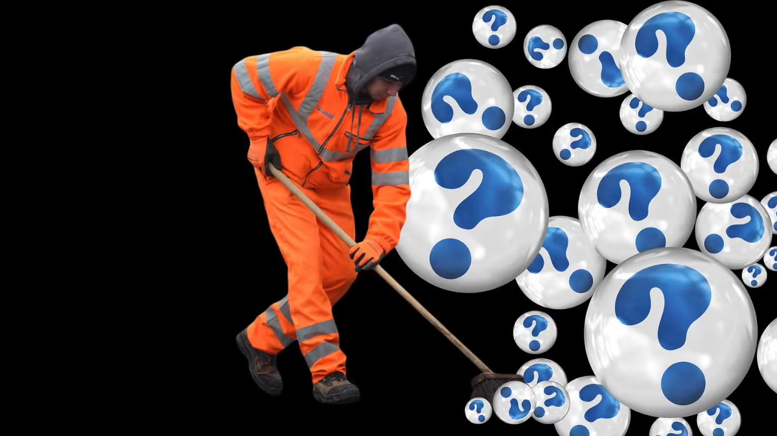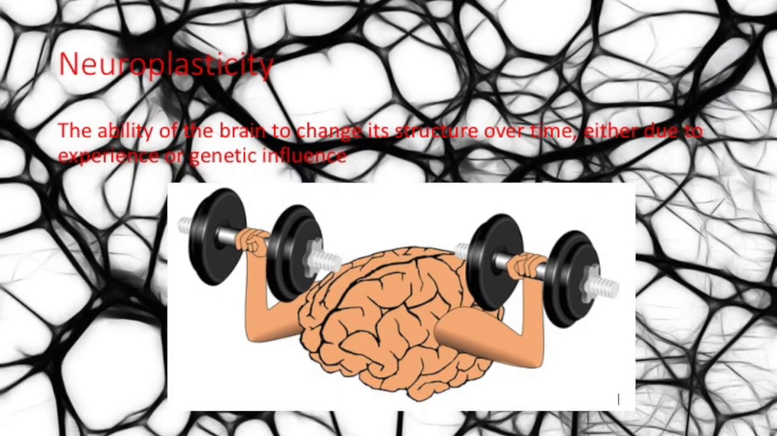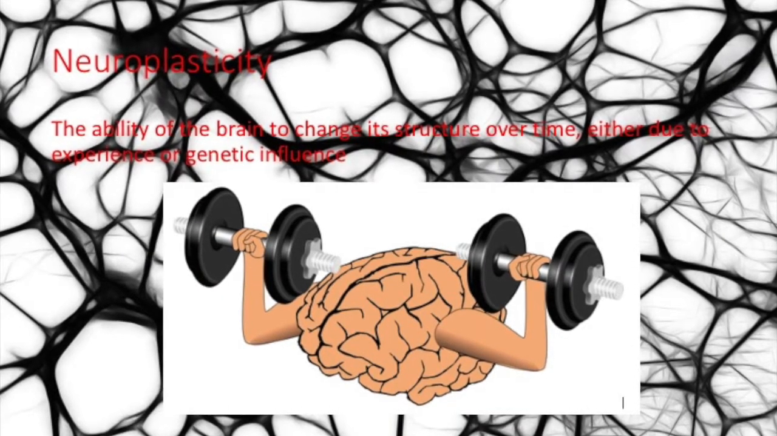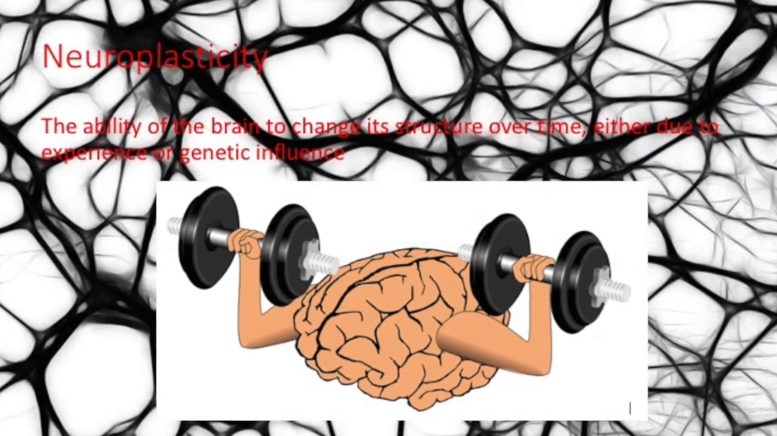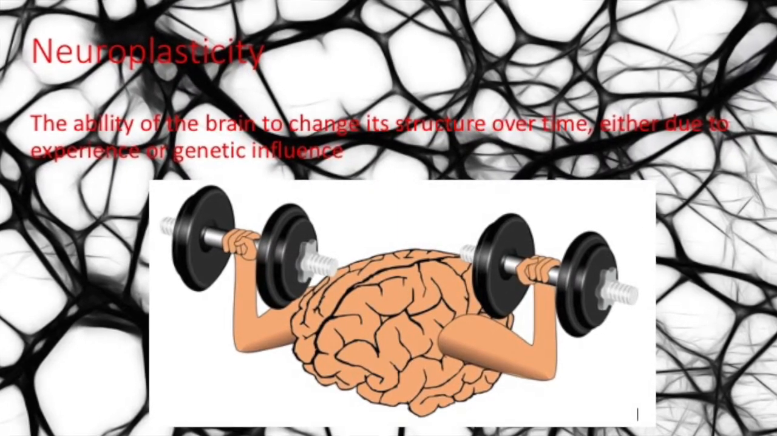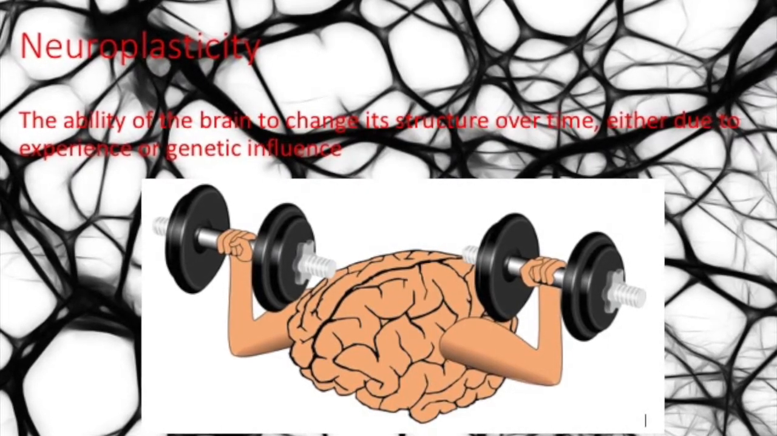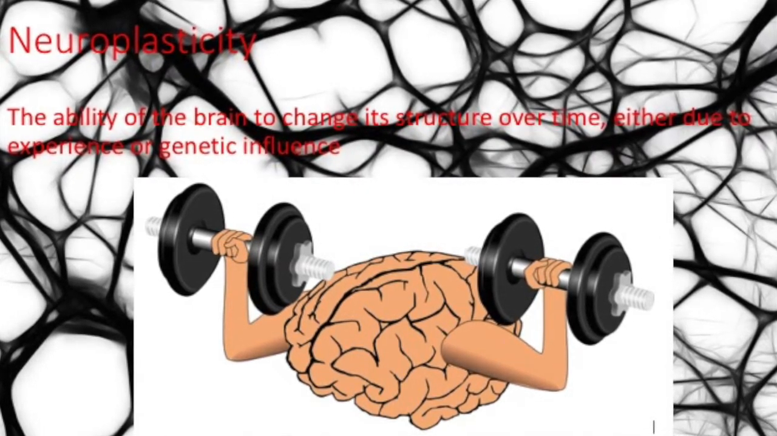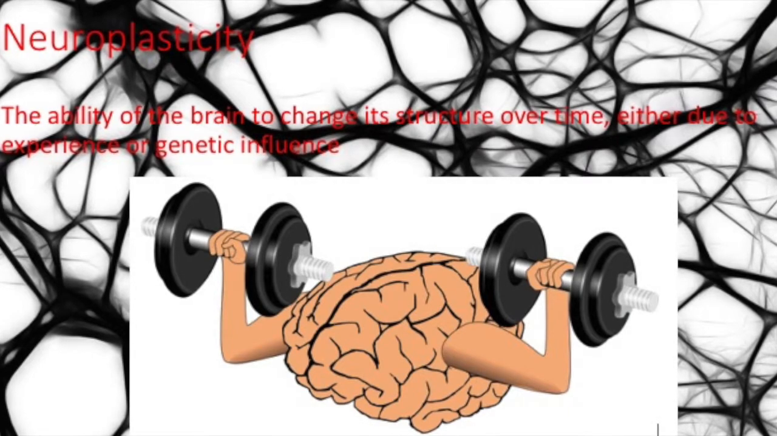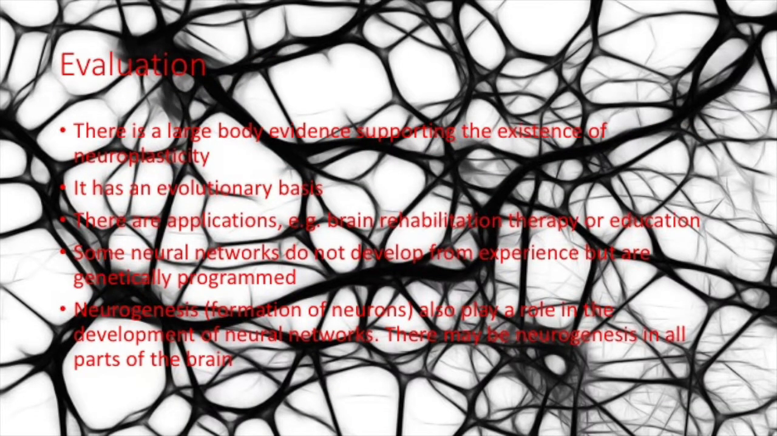The general term for the making and breaking of neural networks through neural pruning is called neuroplasticity. Neuroplasticity is the ability of the brain or neural networks to change over time, either from experience or genetic factors. Neuroplasticity has a large body of evidence to support its existence.